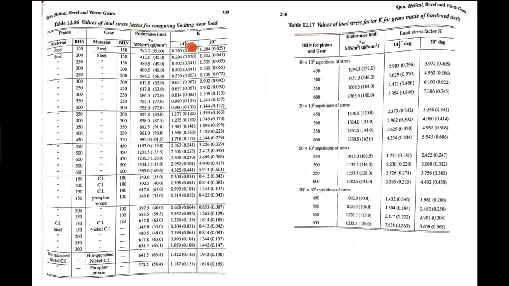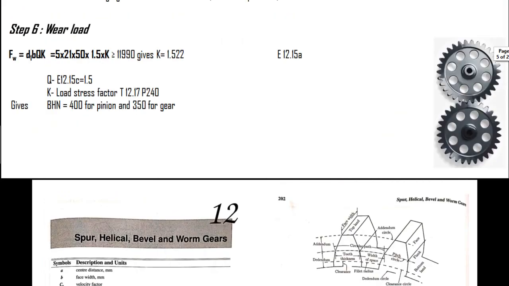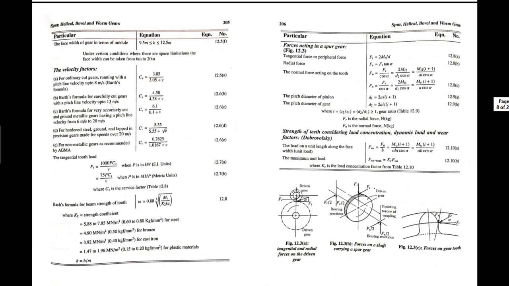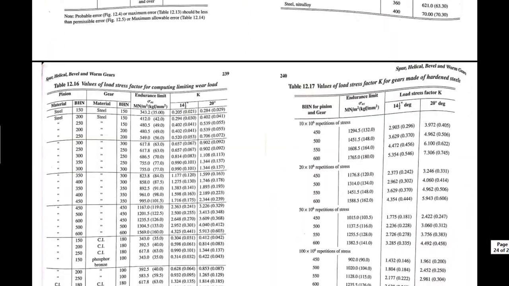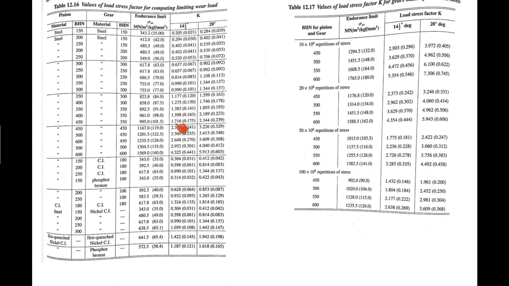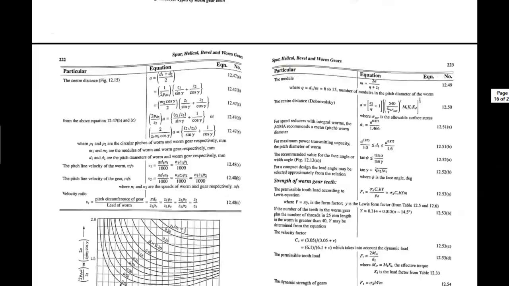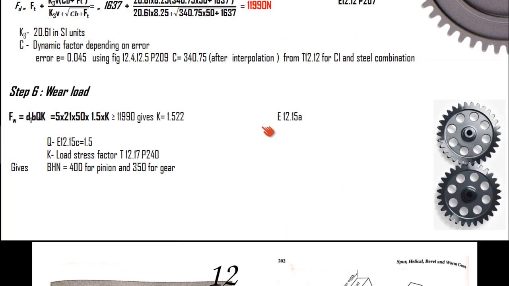So you have the value for 14.5 and 20. So based upon the value of K, we have to find out the corresponding hardness for the pinion and gear. So in this case the value of K was 1.522. So 14.5 degree, 1.522, the value that is going to come greater than 1.522 is 1.598. For that corresponding value, the Brinell hardness number is 400 and 350. This is the value of hardness we are going to suggest to the manufacturer in order to have a wear load greater than the dynamic load.